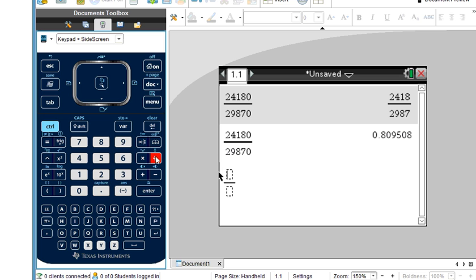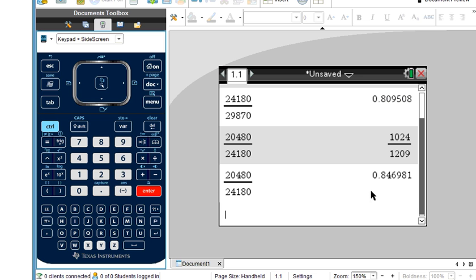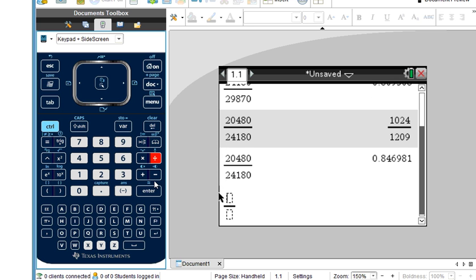We're going to do the next one. And for this one, we have 20,480, and we're dividing that by 24,180. And we get that fraction there. Okay, this one here, we get 0.846. Okay, next. So we get a little variation here.